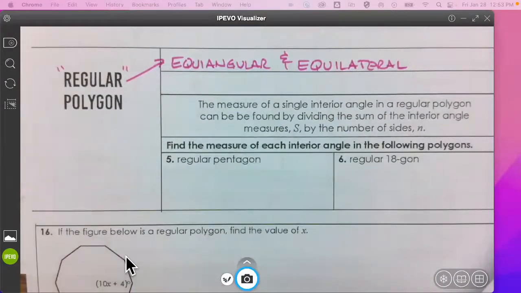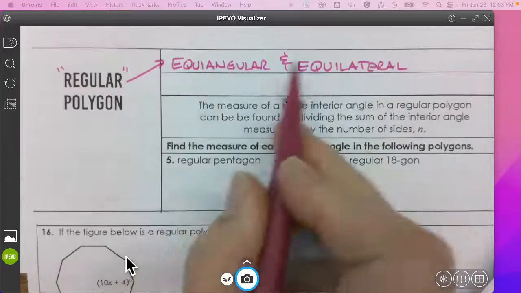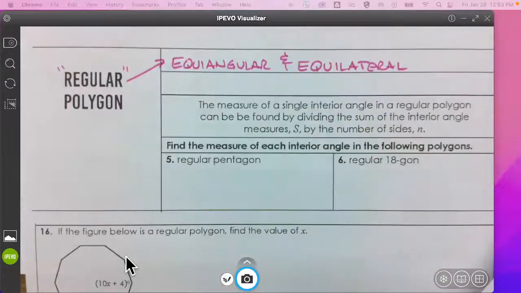So which quadrilateral is the regular quadrilateral? Is it a parallelogram? Is it a trapezoid? Is it a kite? Is it a square? Is it a rhombus? Which one of those is both equiangular and equilateral? Square.